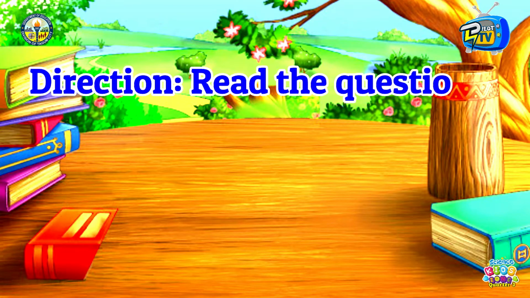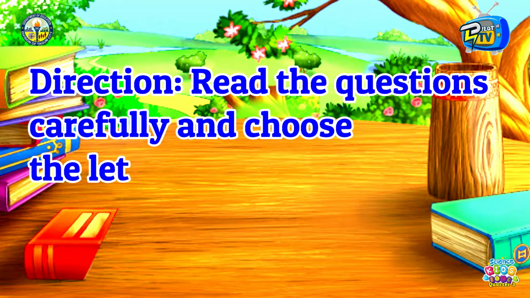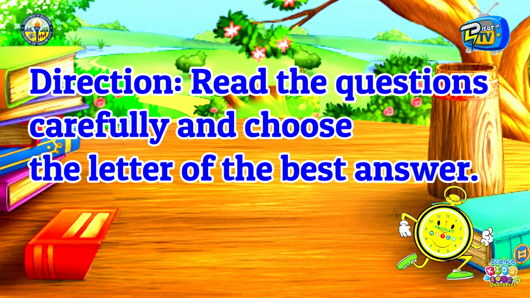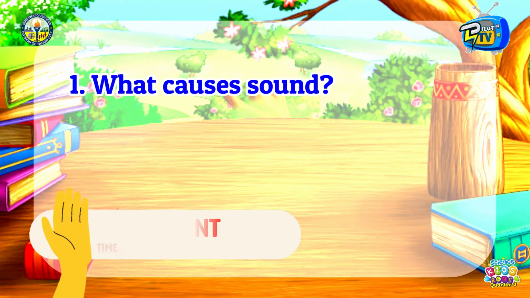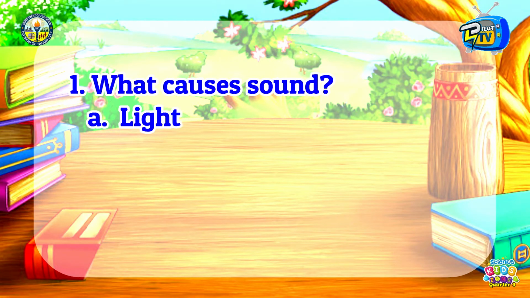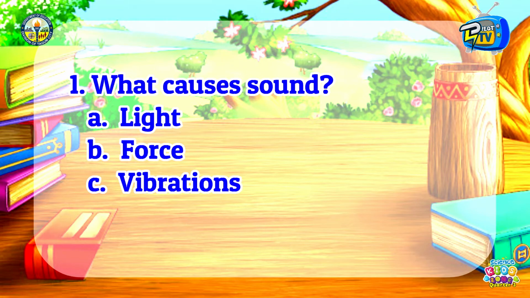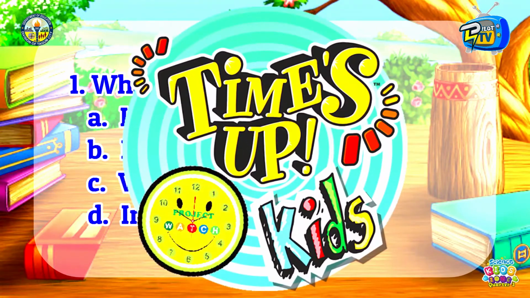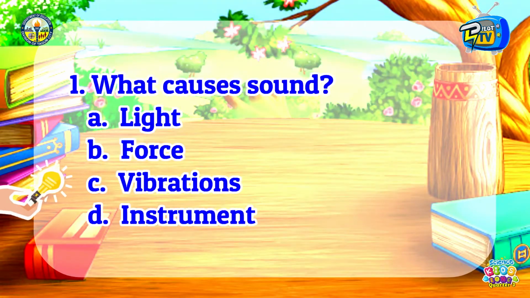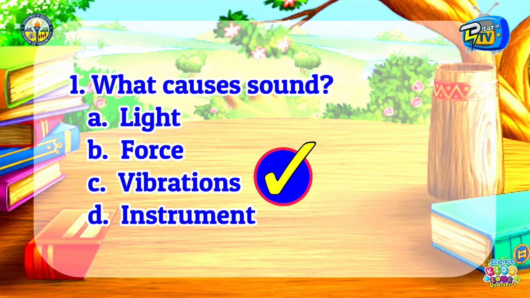Direction. Read the questions carefully and choose the letter of the best answer. You have 5 seconds to answer each question. Number 1. What causes sound? A. Light. B. Force. C. Vibrations. D. Instrument. Your timer starts now. Time's up. What's the answer? Very good. The correct answer is letter C. Vibration. Great job!